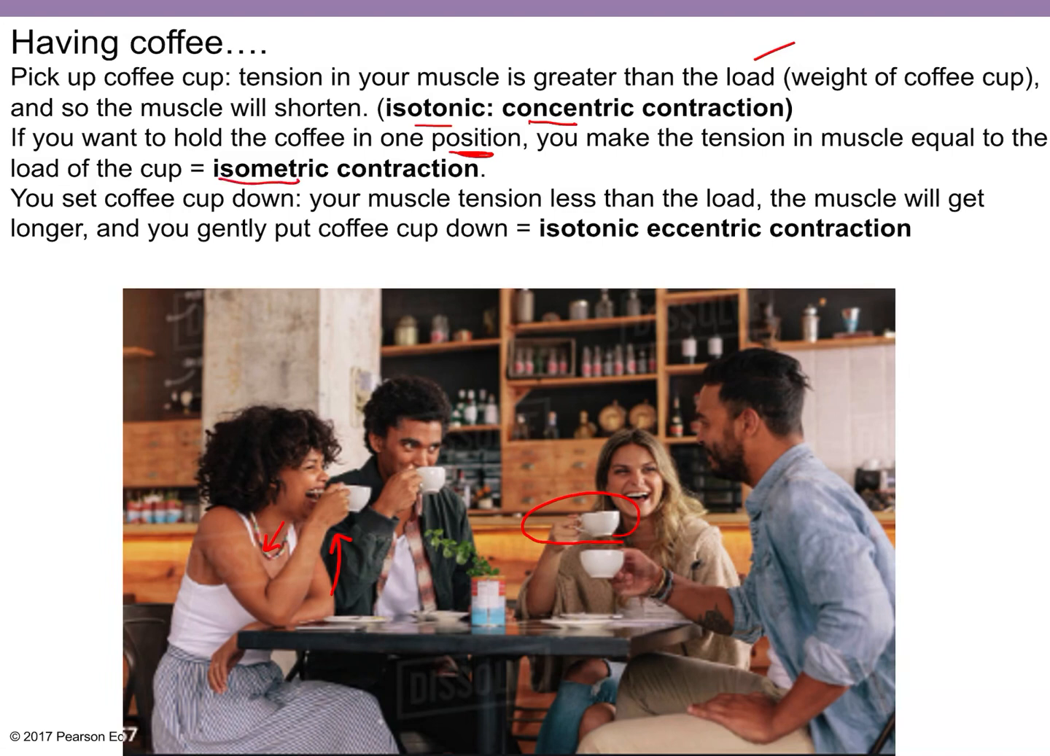Then let's say you're putting it back down. So if you want to go ahead and put your coffee cup back down, and we're looking at your biceps brachii, then we know that we have a motion, so it's isotonic contraction, but you're lengthening that biceps brachii, so it's an eccentric contraction. So you're constantly moving through these different kinds of contraction throughout the day. You don't have to be doing a physical exercise to do this.